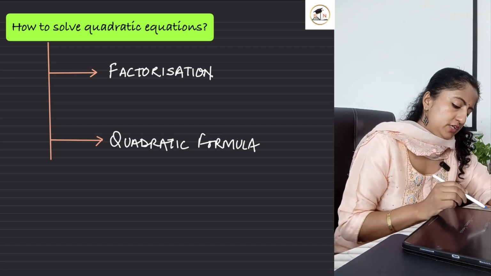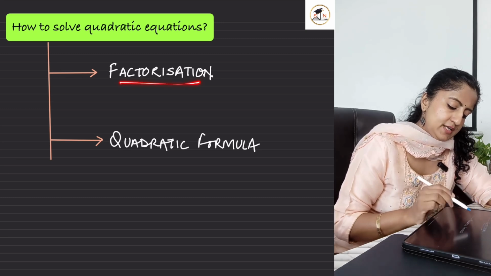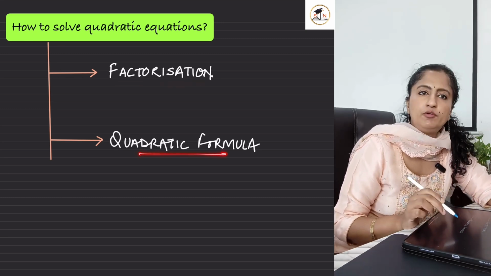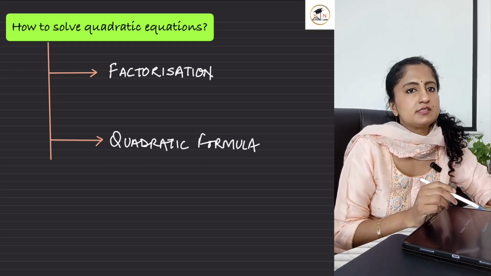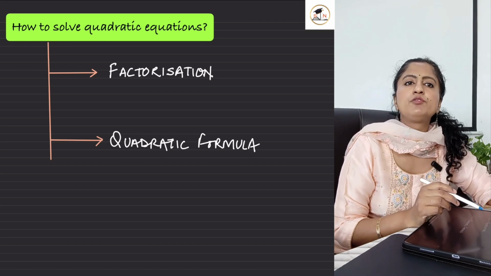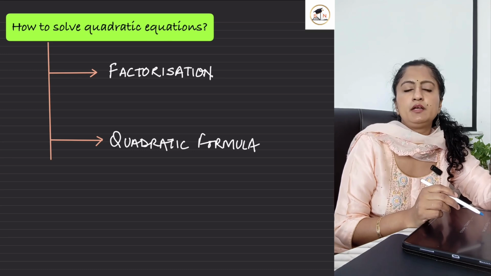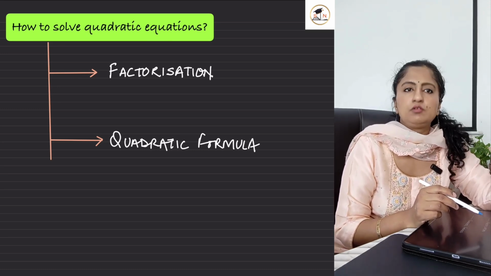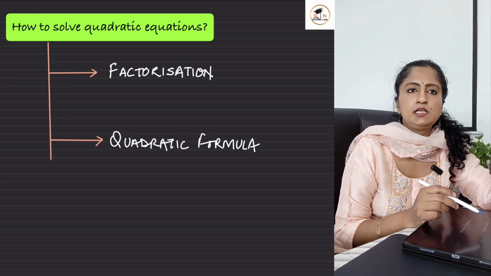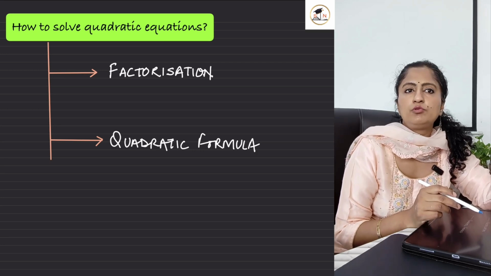On the screen, you can see there are two methods listed. The first one is factorization and the second one is the quadratic formula. Factorization you have already learned in great depth in class 9th. If you want to refer to any of these methods, there are identities, the remainder theorem, the factor theorem, and splitting the middle term, which is again a part of the identities. I am attaching all the links down below so that you can refer to the videos for whichever method you want.